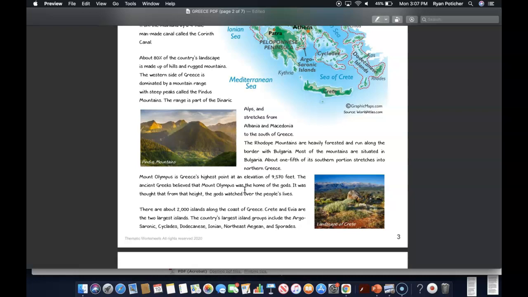The Rhodope Mountains are heavily forested and run along the border with Bulgaria. Most of the mountains are situated in Bulgaria, and about one-fifth of its southern portion stretches into northern Greece.